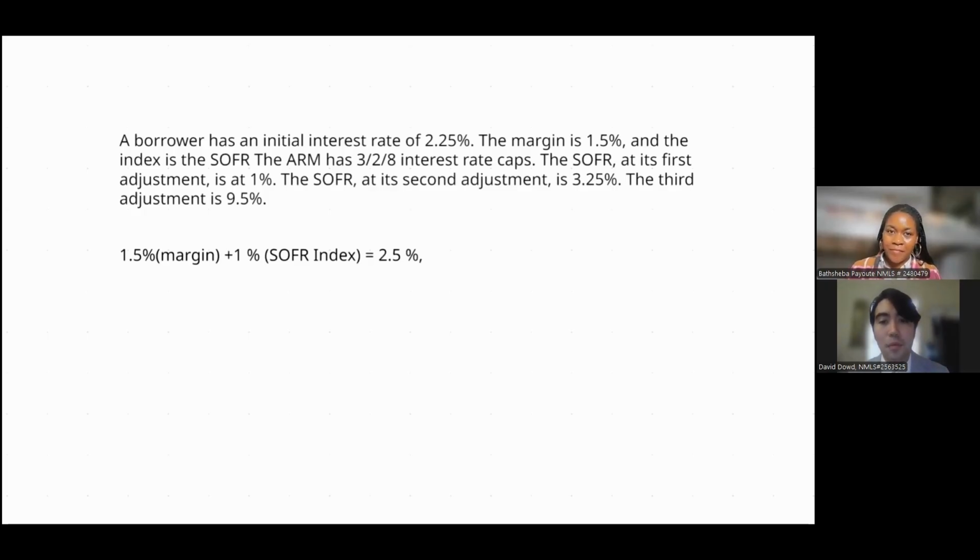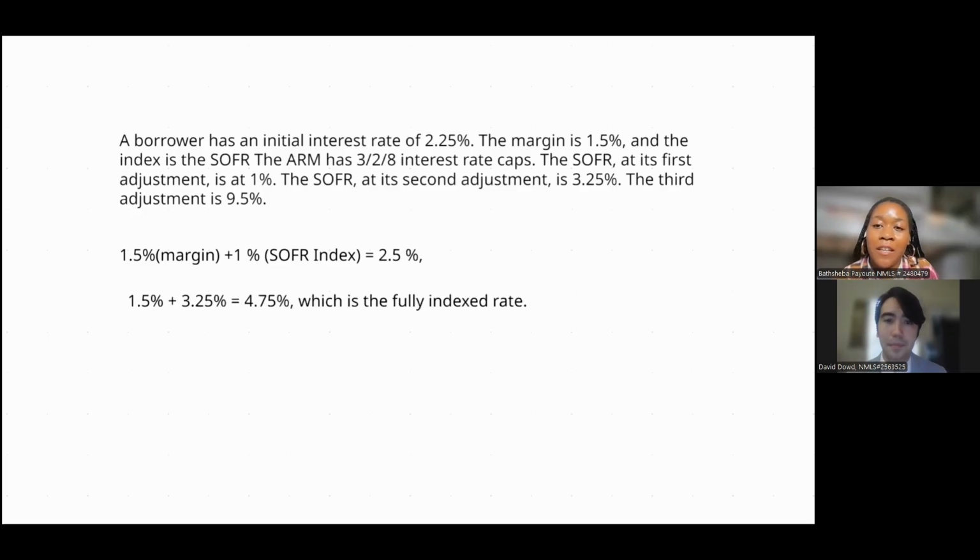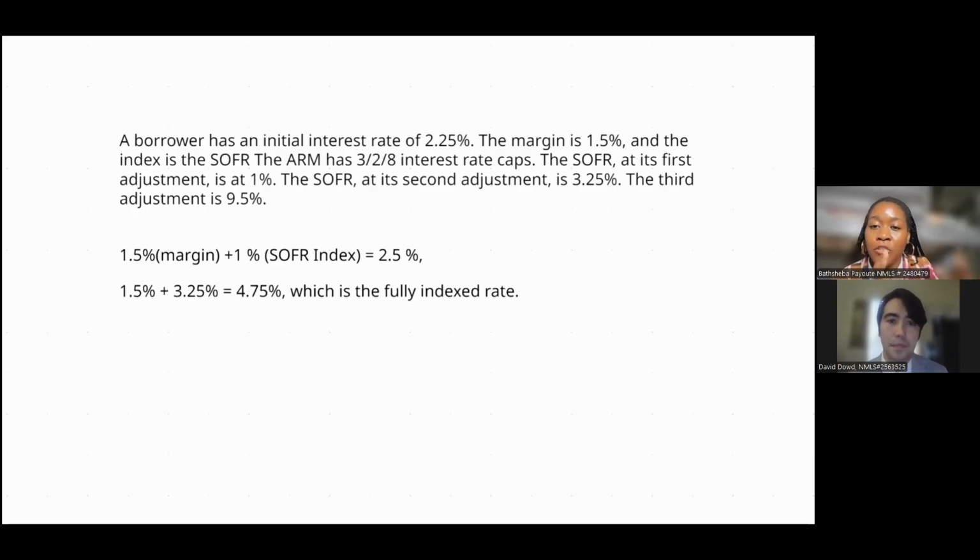All right, so we say first, we take the margin again, which is 1.5%. Then we take the SOFR index at the second adjustment, which according to the problem is 3.25%, and we add those together to get the new fully indexed rate for the second adjustment. Let me just get that on our whiteboard here. Hold on a second.